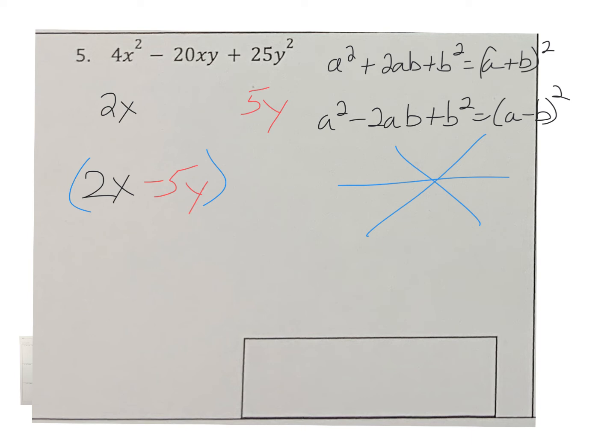So again, if we have 2x squared, we get 4x squared. And then minus 5y squared is plus 25y squared. And if you multiply 2x times negative 5y, you get negative 10xy. And then times 2 would give you negative 20xy.